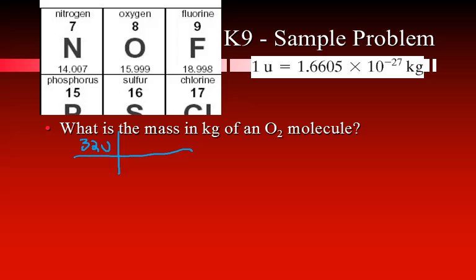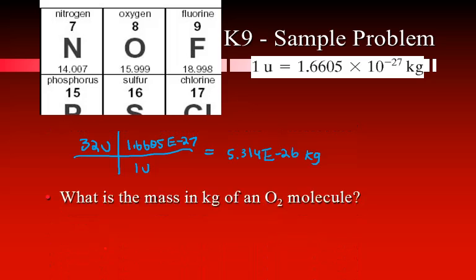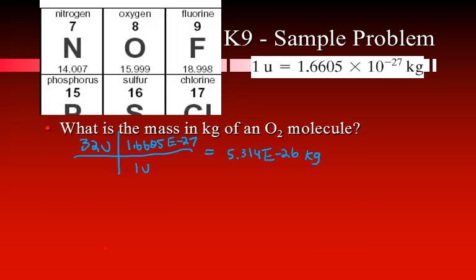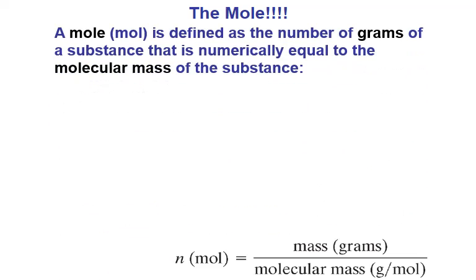Yeah, H2 or O2 rather, 2 oxygen molecules, so 32 U. We convert to kilograms, so 5.314 times 10 to the negative 26 kilograms for that. Okay, now the mole. The mole is defined as the number of grams of a substance that is numerically equal to the molecular mass of the substance.